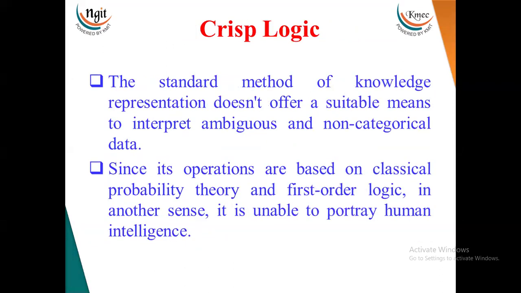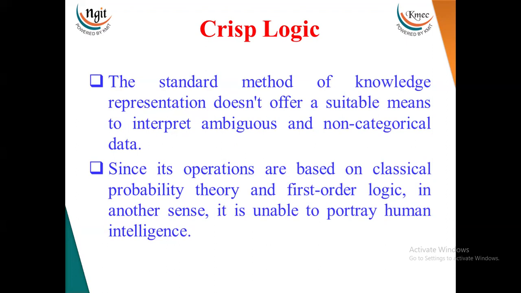Now, what is meant by crisp logic? Whenever we use first order logic, it is applicable for crisp logic. So in order to go for unambiguous and non-categorical data, this logic only uses first order logic with deterministic data. So it should be clear; it will not work with non-deterministic data.